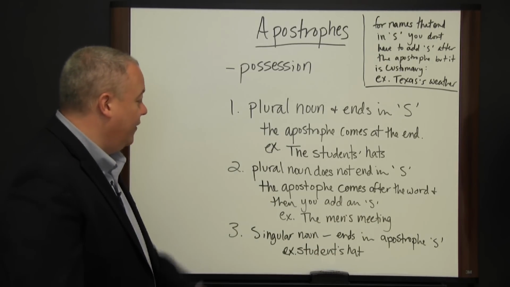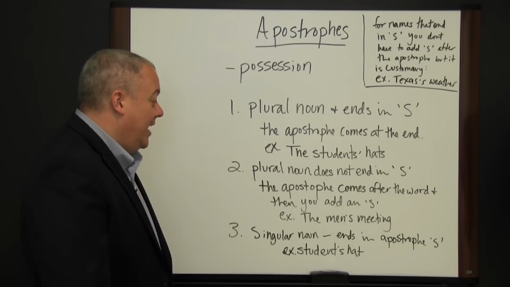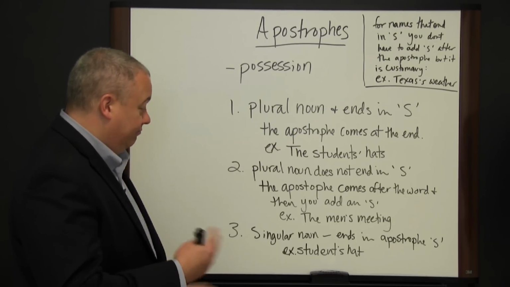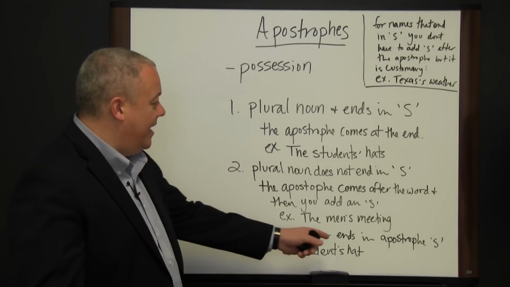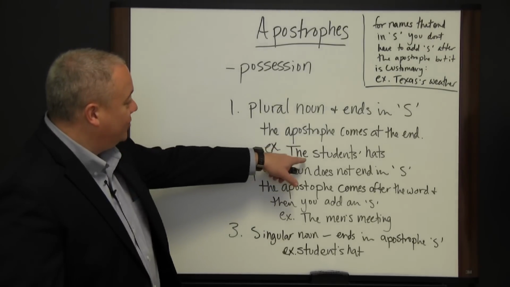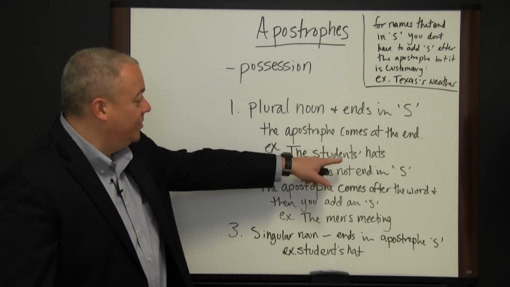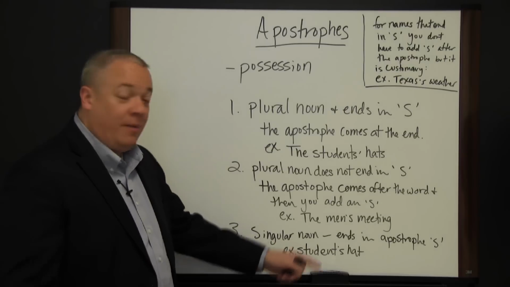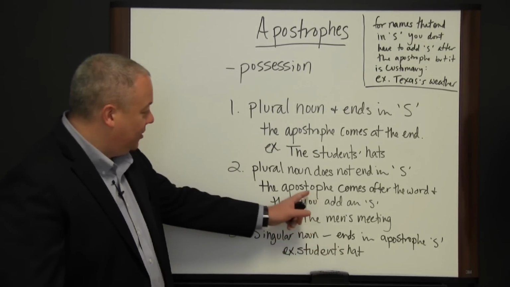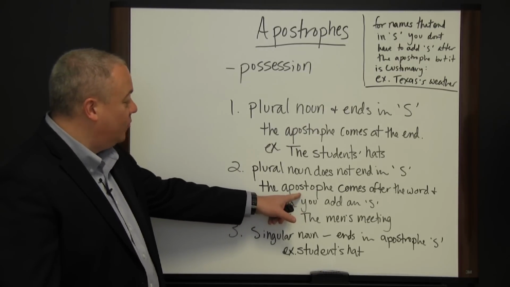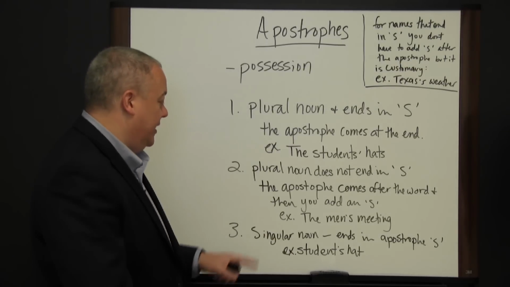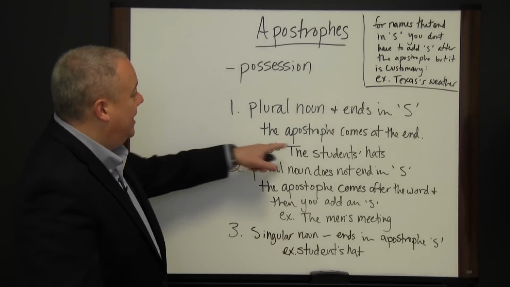And then finally, if you've got a singular noun, it ends with the apostrophe S, basically. So a singular noun, like our first one up here, we had a plural noun. The singular of students is student, and we want to talk about one student's hat. Then we put the word student, apostrophe S, hat. So it mimics this rule here, number 2. So a singular noun, you end with apostrophe S, the student's hat.